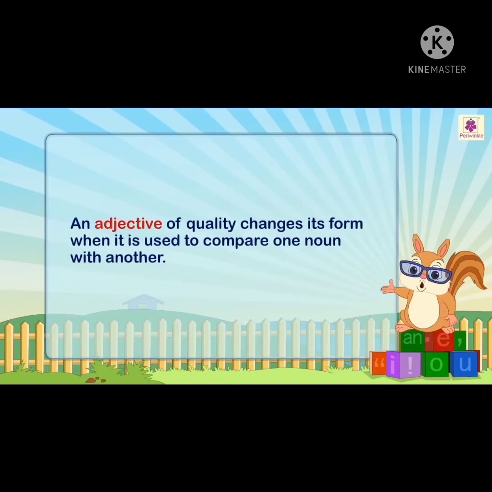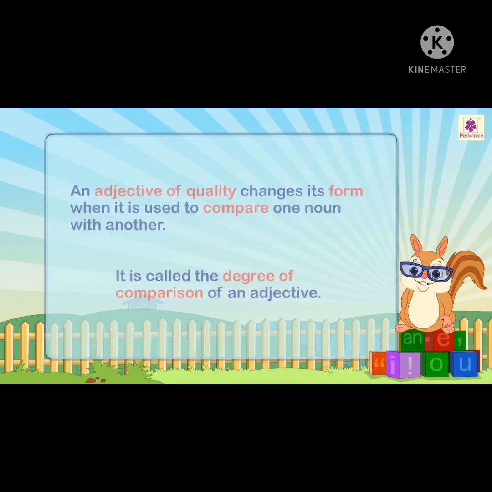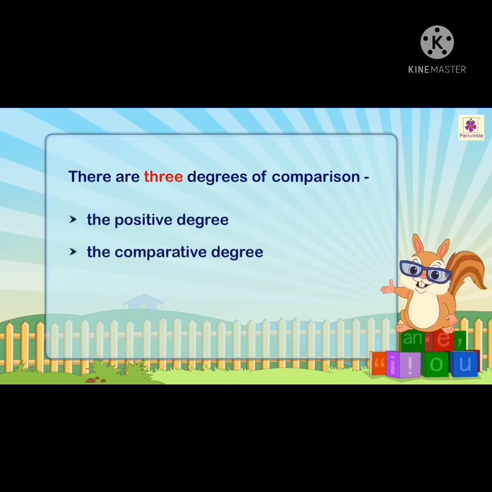So what is it? An adjective of quality changes its form when it is used to compare one noun with another. So we are comparing the noun to another. It is called degree of comparison. There are 3 degrees of comparison: positive degree, comparative degree, superlative degree.